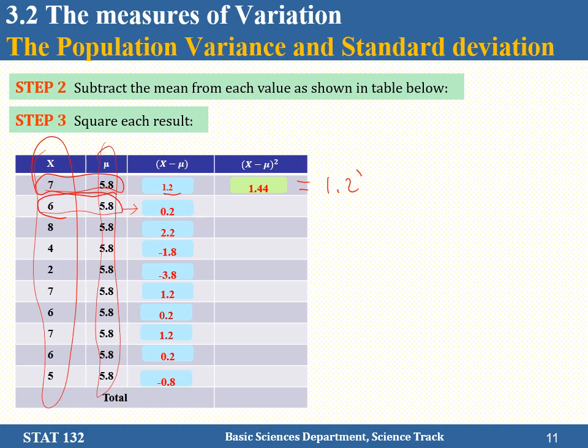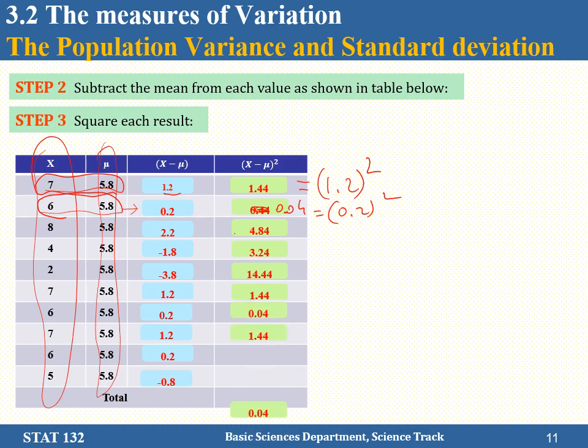Like 1.2 squared is 1.44. This one has to be 0.04, which is 0.2 squared. Then 2.2 squared, what is this? This is 4 point something. It's 4.84. Now we do this for each of them.